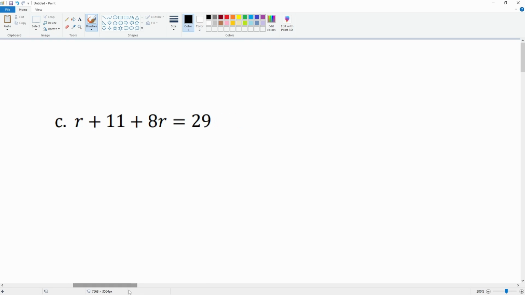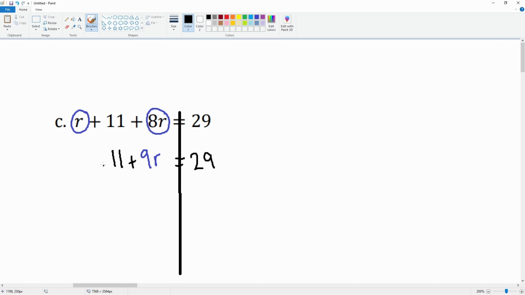Let's look at C here. We draw the line down the middle so we could separate the left from the right. Then we want to simplify some variables. We notice there are some like terms on the left hand side. You have an r and you have an 8r. r plus 8r becomes 9r. Bring everything else down. Bring down the 11. Bring down the plus symbol. Equal sign. Bring down the 29. So it is 11 plus 9r is equal to 29.